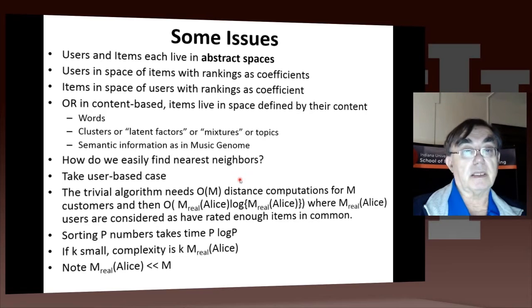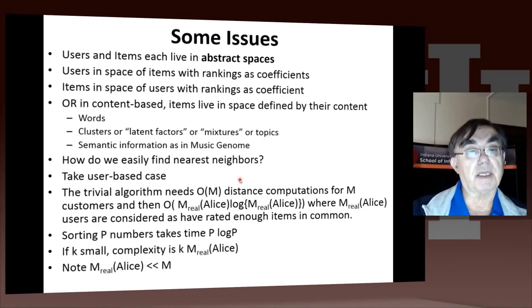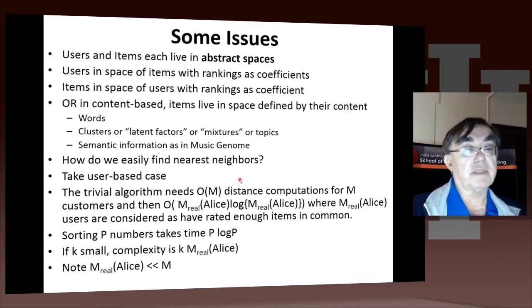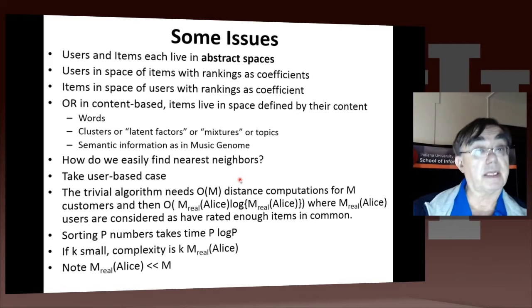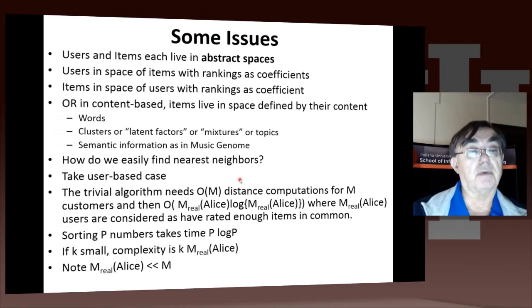We've already pointed out the quite interesting issues about spaces. Users, of course, live in a space of items with rankings as coefficients. Items live in a space of users with the same rankings as coefficients. Those are sort of dual to each other. Or we can do the property or content-based approach, where items live in the space defined by their content, which is the semantic information like in the music genome, or the words, if you look at these items as documents.